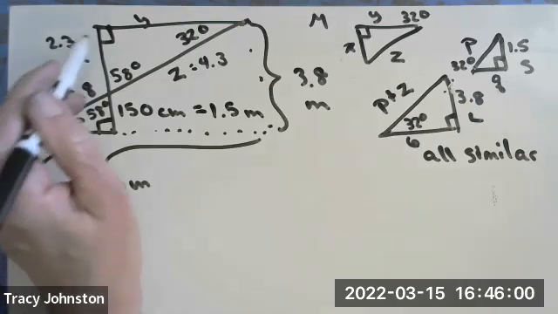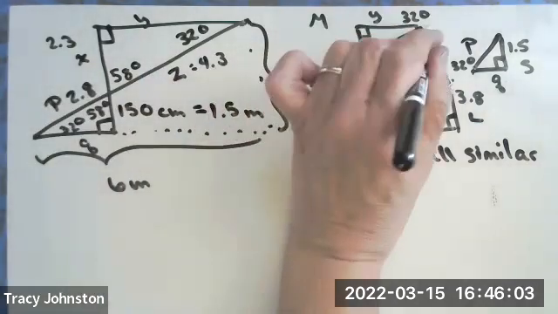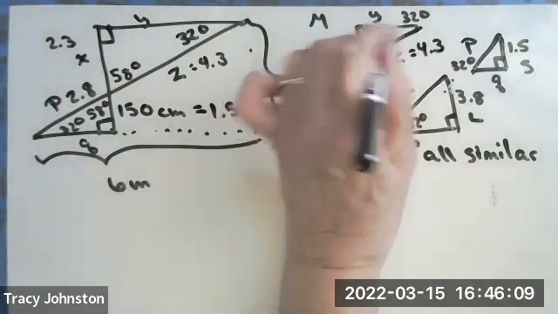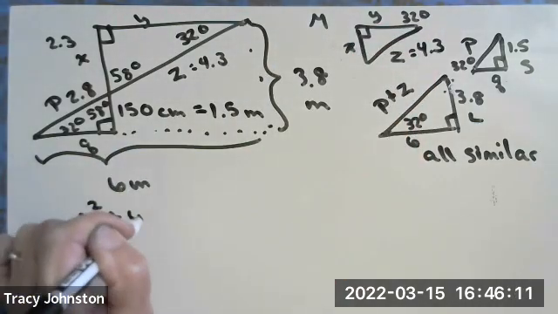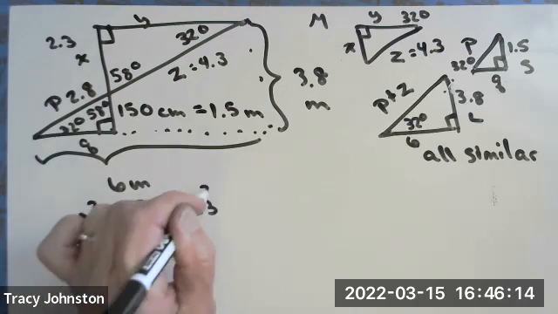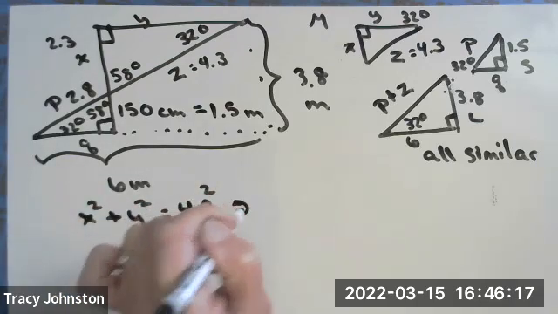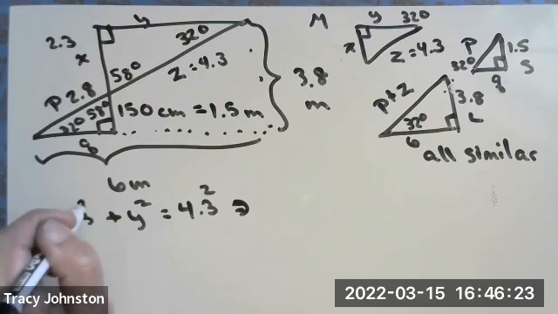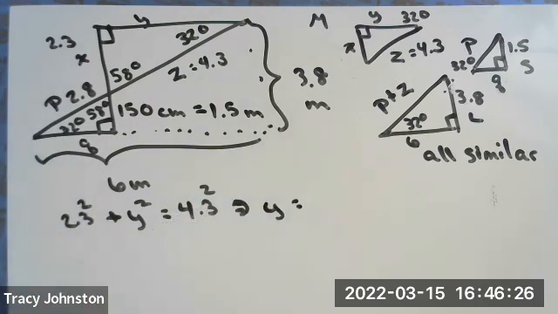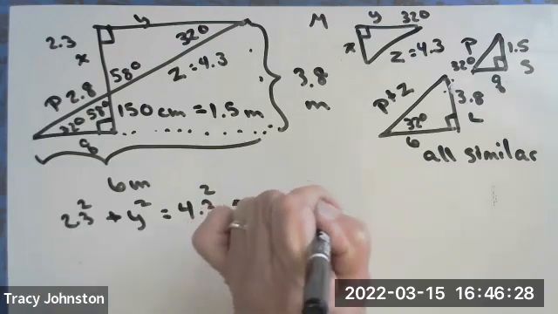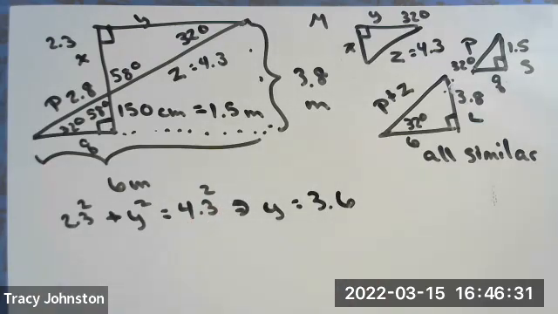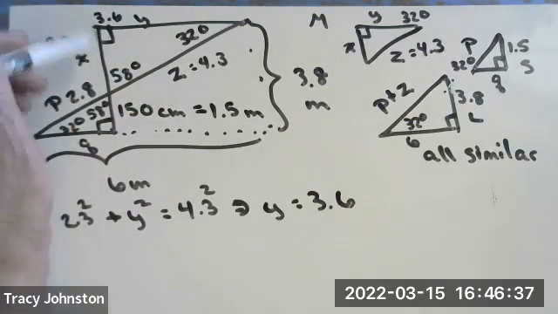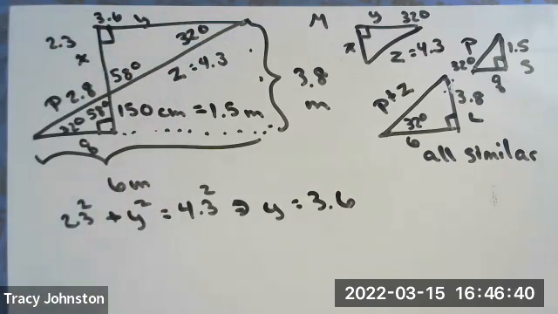Okay, so I know that from the medium triangle, I found Z, so this is 4.3. So I know that from my medium triangle, X squared plus Y squared is 4.3 squared. And we found that X was 2.3. So this is 2.3 squared, and that allows me to find out that Y is about 3.6. So I just ran that through the calculator to get my 3.6. So now I have all the dimensions of the medium triangle.